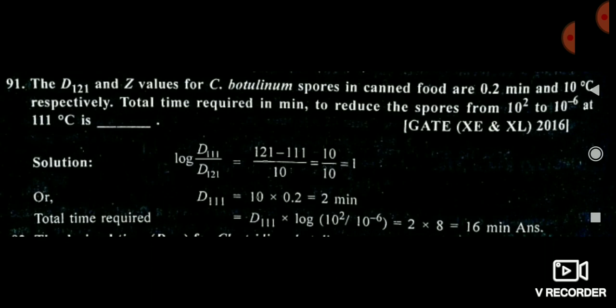Friends, first thing you should know that for a specific temperature there is a specific D value.